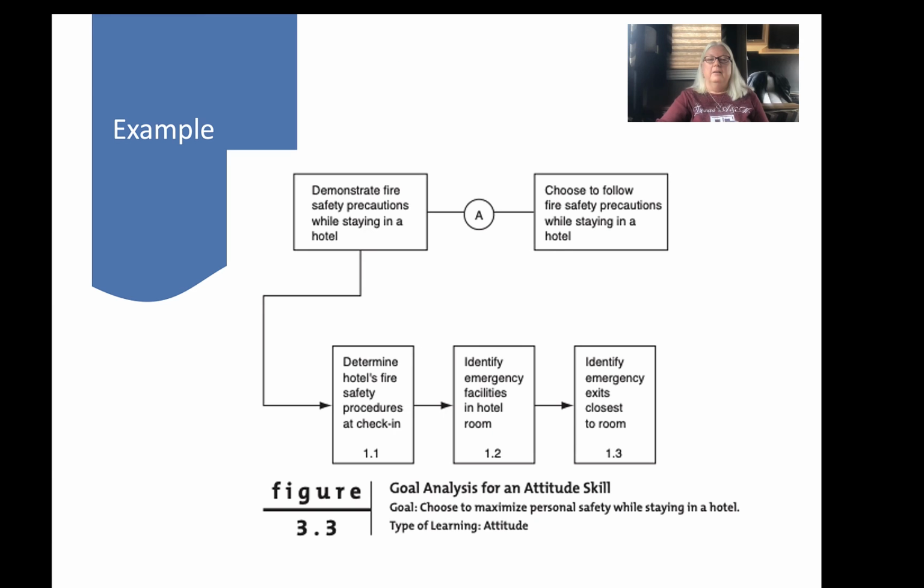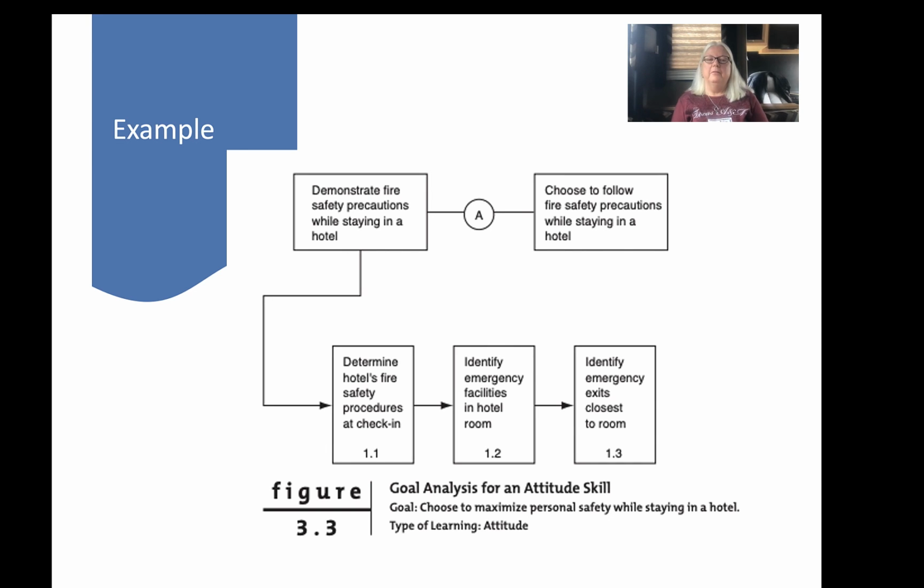Okay, so here's an example of an attitudinal goal. The goal is to choose to maximize personal safety while staying at a hotel. So we have to demonstrate fire safety precautions while staying in a hotel. And we know it's an attitudinal goal. That's why we put this A in a circle, and we put what it is we want them to change, what behavior. We want them to choose to follow fire safety precautions. Okay, so that's how we tell.